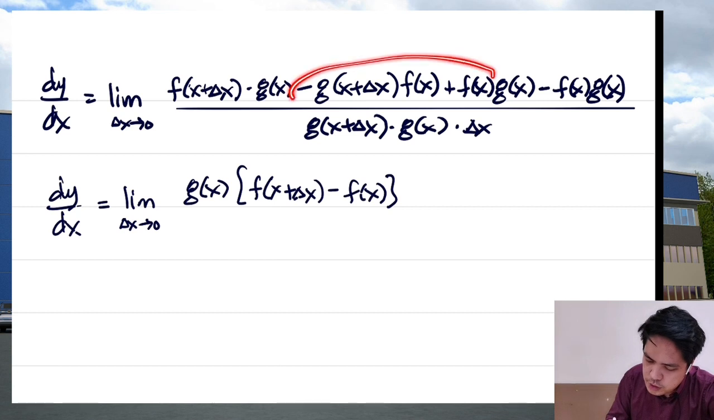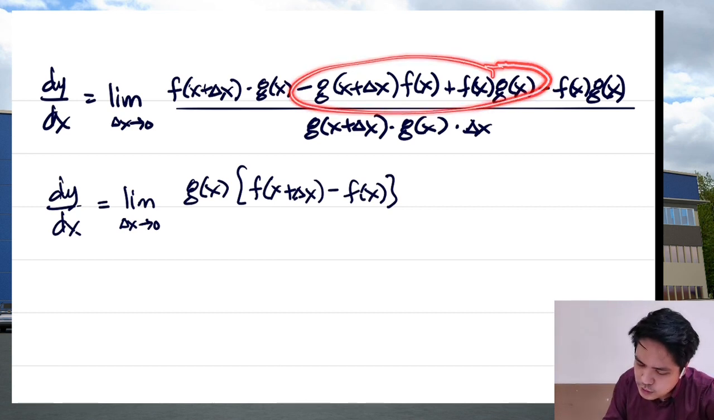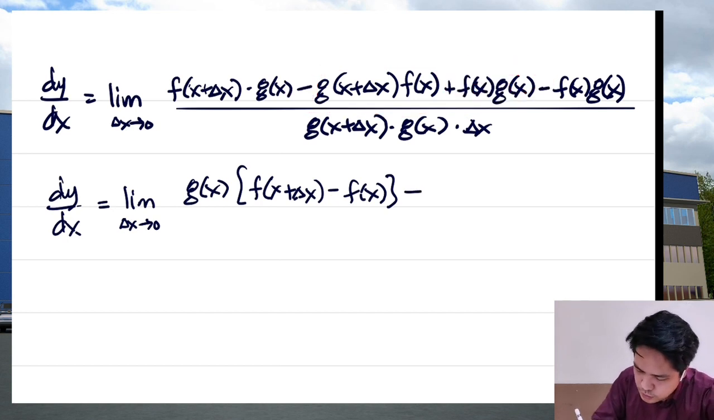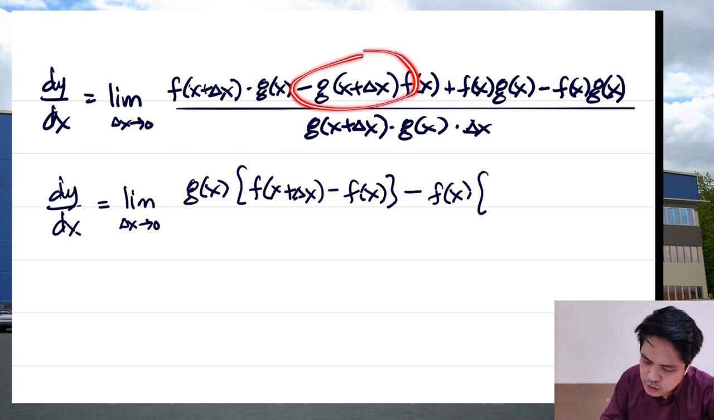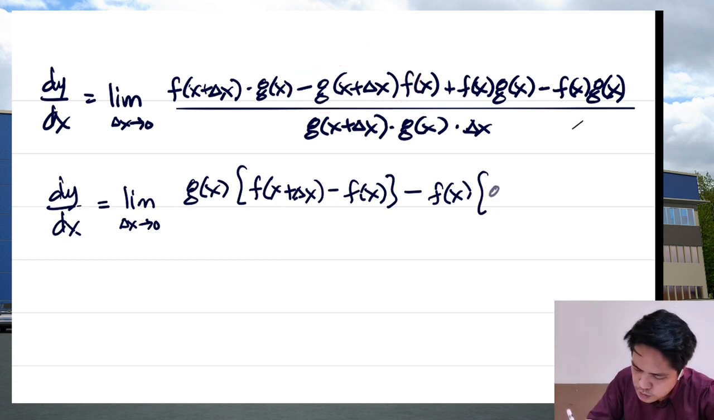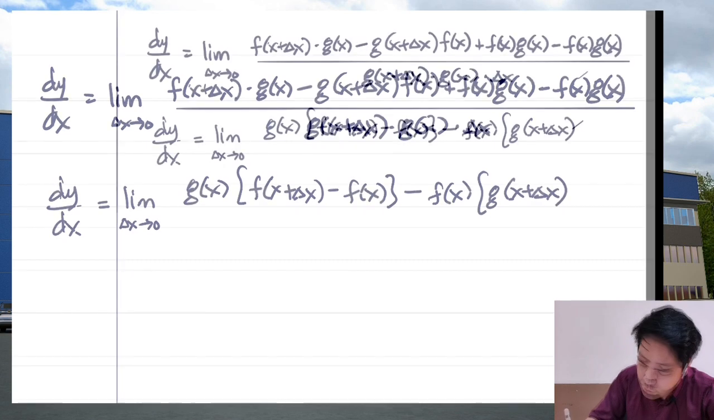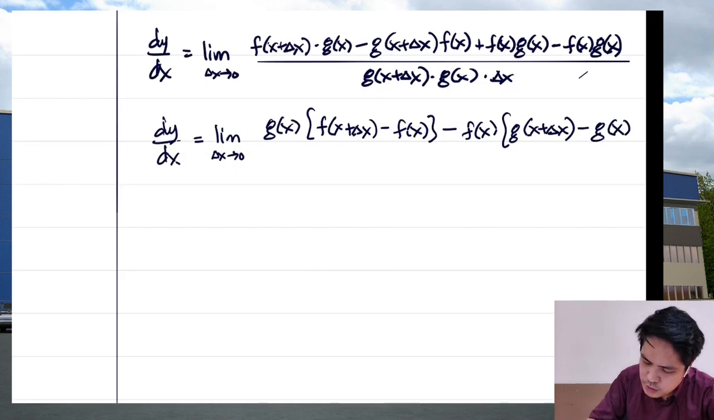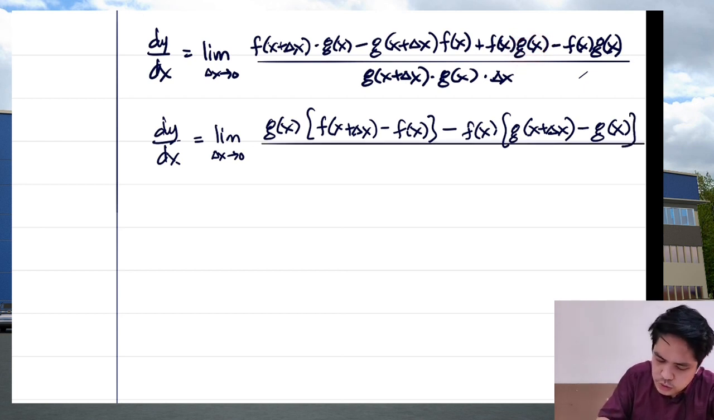Then if I pair this up, then I'll factor out negative f of x. Okay, so if I factor out negative f of x, this will become positive here and negative here. So I'll factor out negative f of x, then what is left inside is positive, that would be positive g of x plus delta x minus g of x. This becomes negative because I factored out negative f of x. Then all over this same denominator.